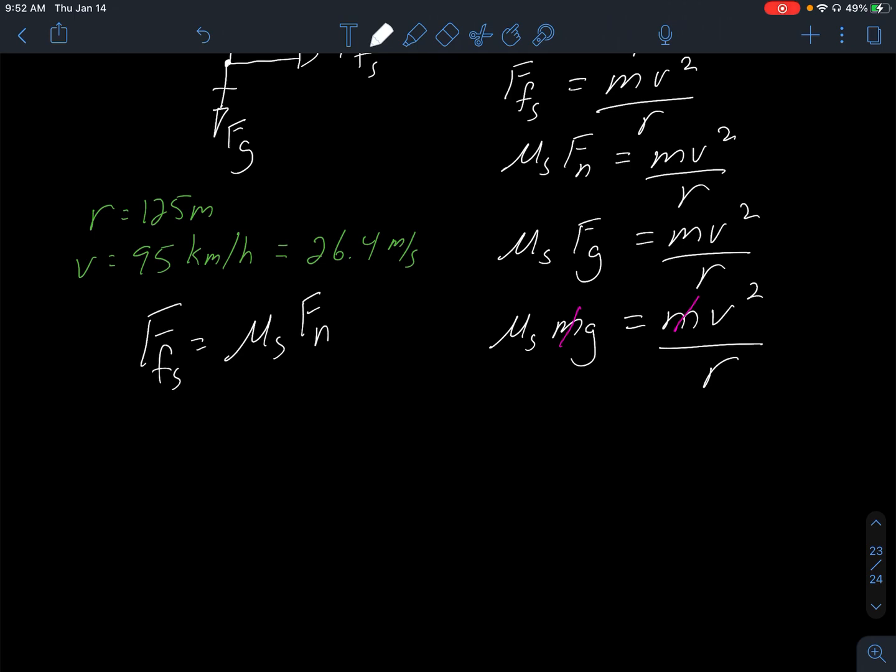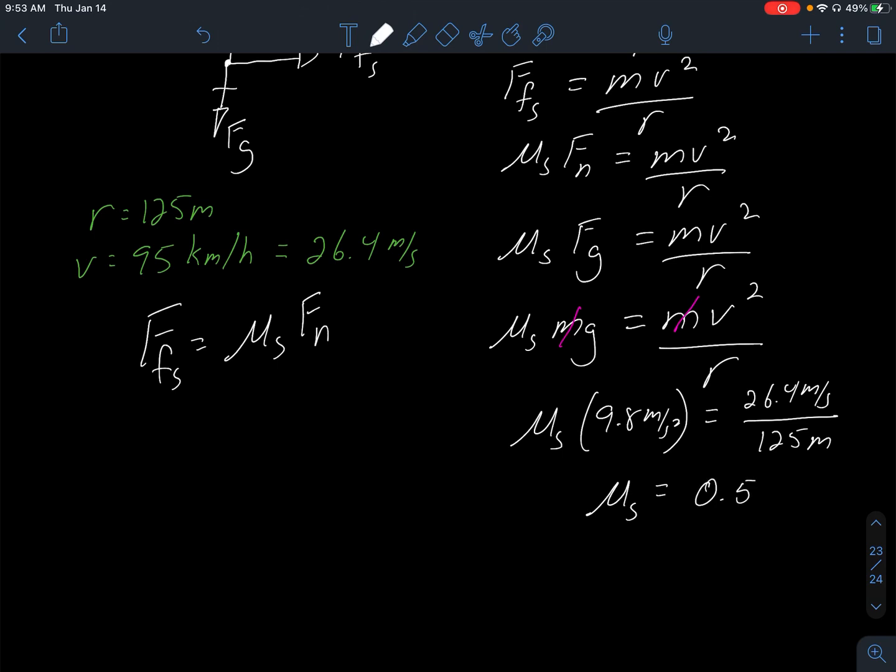So now we have enough information to solve. We're looking for mu. G is 9.8 meters per second squared. Velocity converted was 26.4 meters per second. And the radius was 125 meters. So plugging that all into a calculator, we would get mu to be about 0.57. So there we go for number 8.